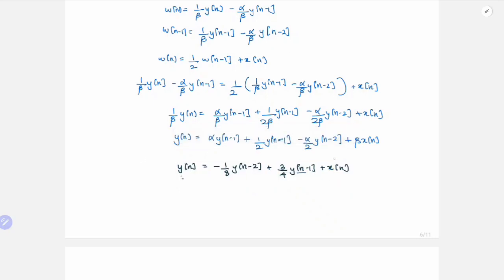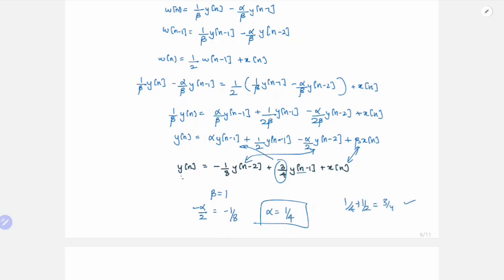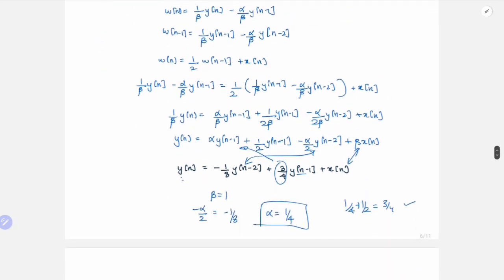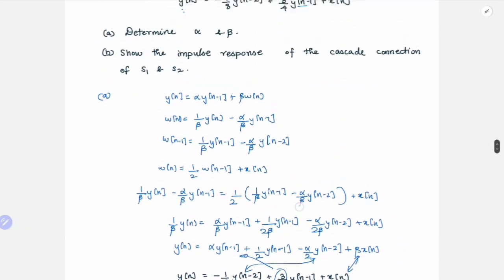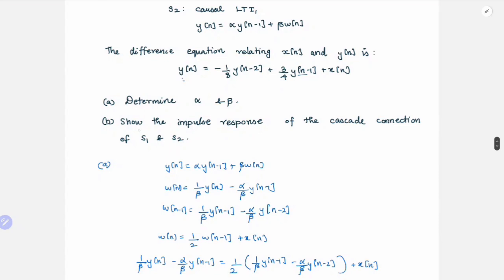So comparing these both, what you get? First you get beta is equal to 1. And you can compare this and this. So you have minus alpha by 2 equal to minus 1 by 8. And your alpha is equal to 1 by 4. So you also need to cross verify this and this. So 1 by 4 plus 1 by 2 is nothing but 3 by 4. So this is also correct. So alpha and beta are going to be 1 by 4 and 1. That is the first subpart.